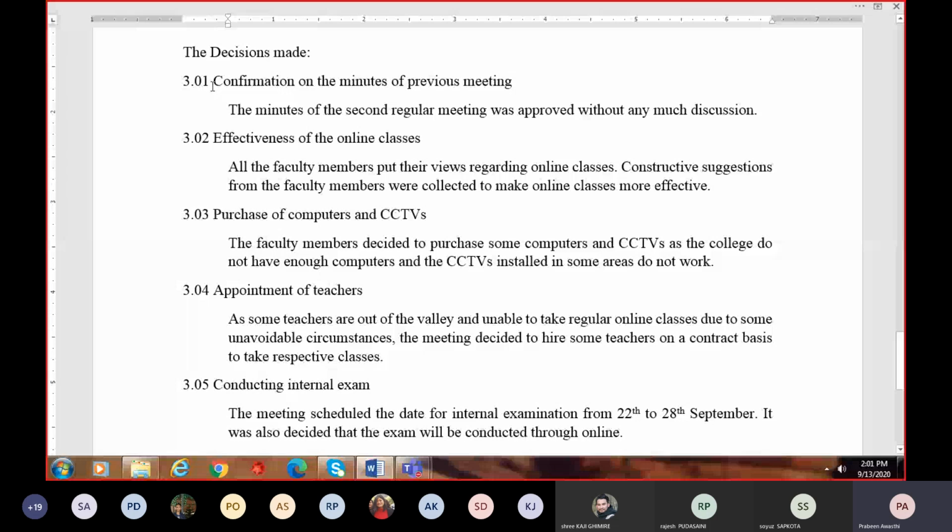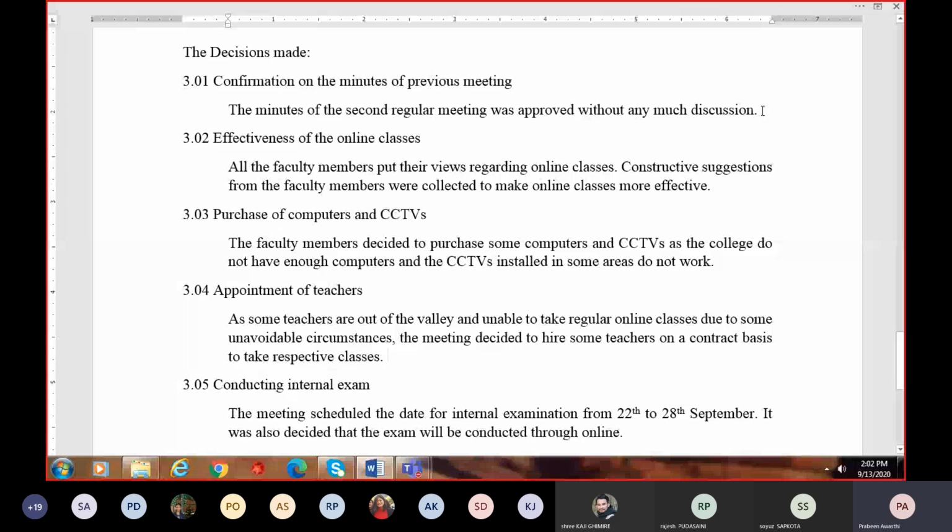Right? You can make agenda sensible when you write minutes. There is slight change in agenda as well in comparison to notice. So confirmation on the minutes of previous meeting. This is agenda. What is the decision made? The minutes of the second regular meeting was approved without any much discussion. This is the decision made. But it is not necessary that you will be writing all the time the minutes of the second regular meeting was approved without any much discussion.